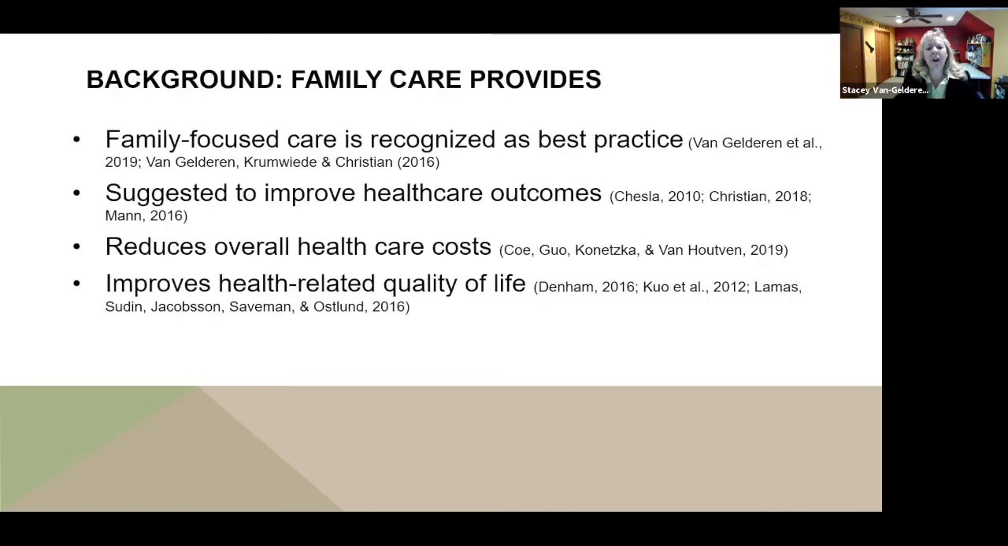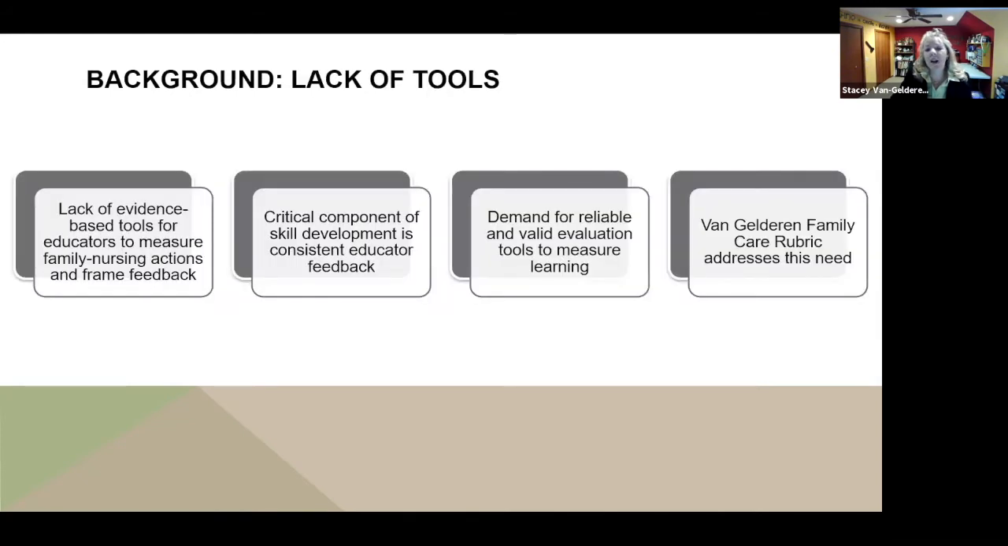So we have a little bit of background about family care in general. Family care is recognized as a best practice because there's evidence to support that when nurses and midwives provide holistic family care, patients really do have improved healthcare outcomes. It reduces overall healthcare costs, and it improves health-related quality of life. Family care is really recognized as best when caring for children and their families, but a lot of times we don't have very much opportunity for inexperienced nurses and midwives to develop the skills necessary to provide this care.